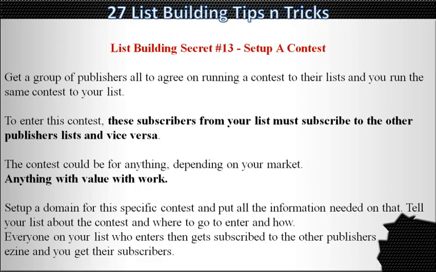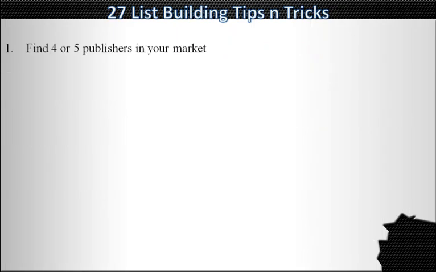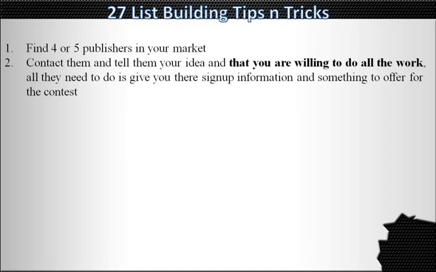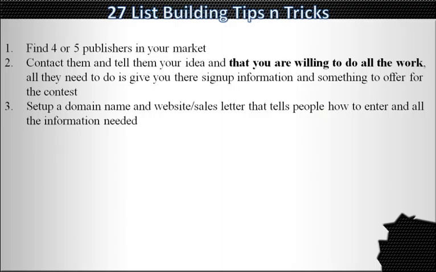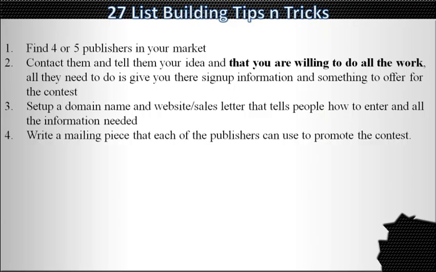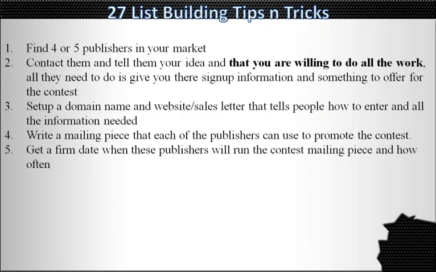Here are the steps. 1. Find 4 or 5 publishers in your market. 2. Contact them and tell them your idea and that you are willing to do all the work. All they need to do is give you their sign-up information and something to offer for the contest. 3. Set up a domain name and website sales letter that tells people how to enter and all the information needed. 4. Write a mailing piece that each of the publishers can use to promote the contest. 5. Get a firm date when these publishers will run the contest mailing piece and how often.